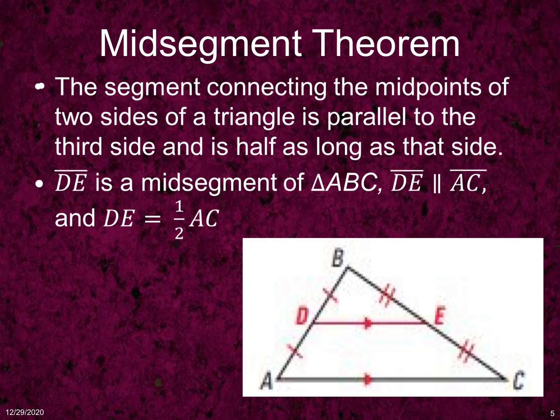So if I told you that AC was 10 units, what would be the length of DE? 5. You divide it by 2. If I told you DE was 10 units, what would be the length of AC? 20. Do you guys see how that works? Okay. Are there any questions on the midsegment theorem?